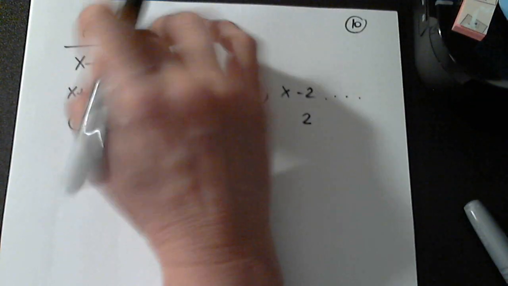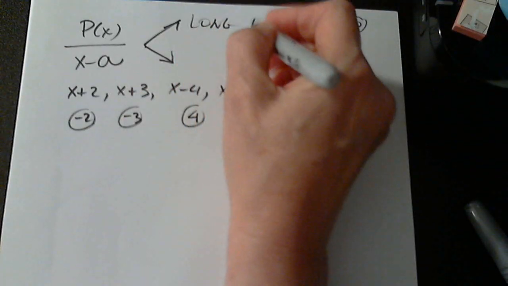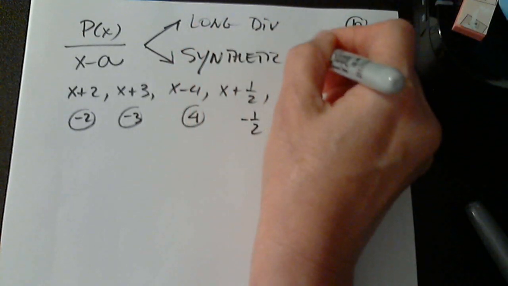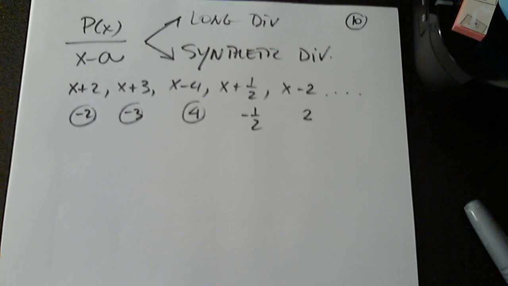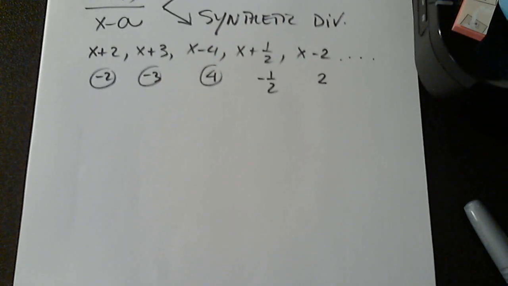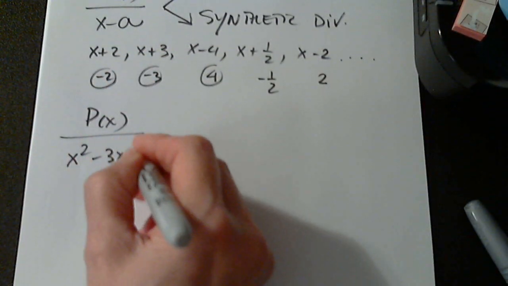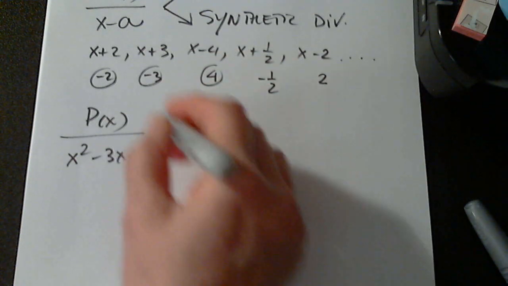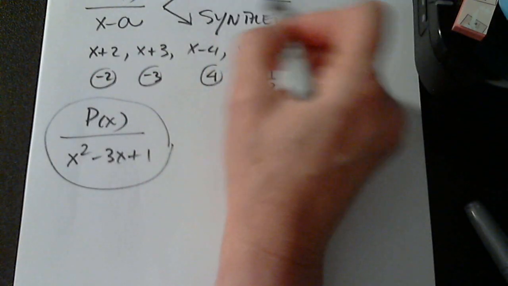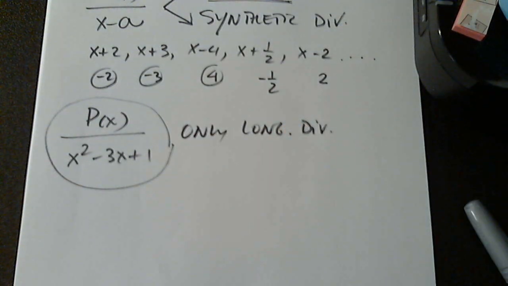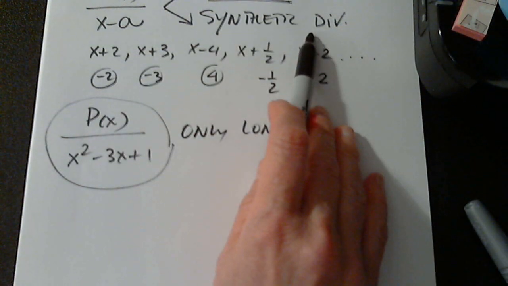This division can be calculated using long division or synthetic division. Both work, and I'll show you both. In general, something like x squared minus 3x plus 1 can only be addressed using long division. Only long division. Synthetic division has limited applicability.